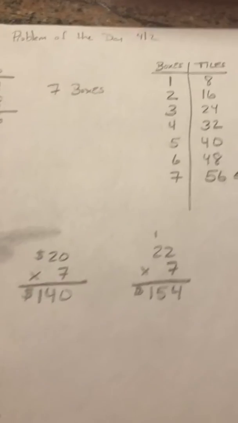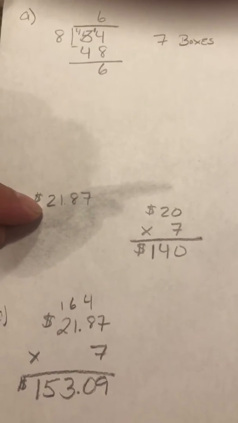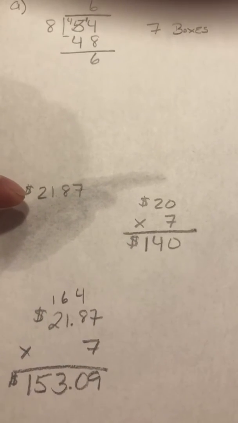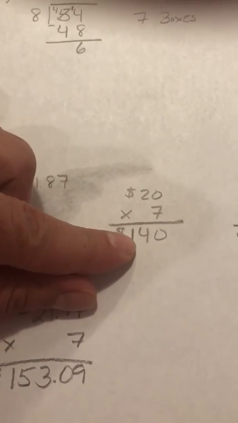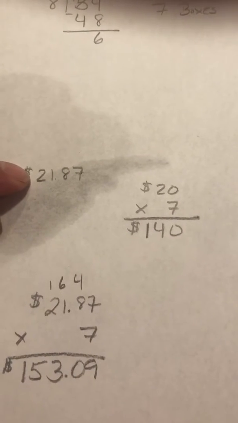Now the next part was you had to estimate. So we know each box of tile costs $21.87. Now when we estimate, we have 2 different options here. So the first way I did was 20 times 7 equals 140. Now the reason why I did 20 was because that's a nice easy number to multiply.